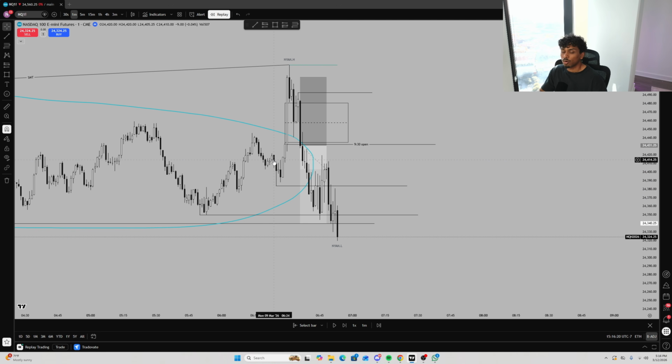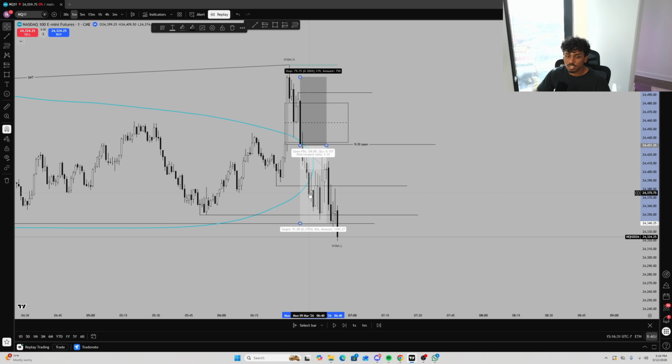With the 1-to-1 RR, realistically, your win rate should be anywhere between 65 to 70%, because your stop loss is the same amount as your take profit, or at least near, right? Which increases the probabilities because you're giving price more room to breathe, right? Essentially speaking. So that was the first trade.